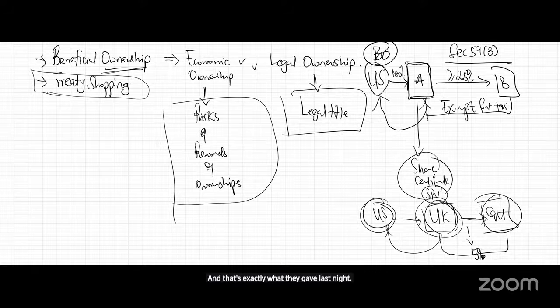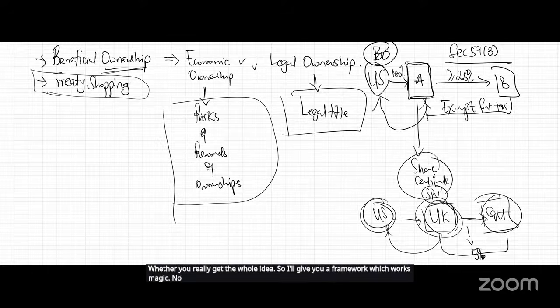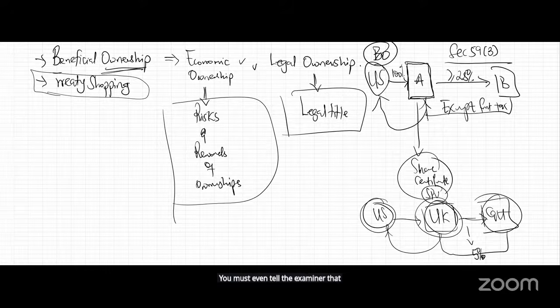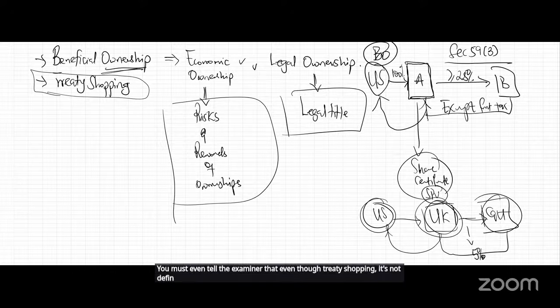All right. Let me see. I just want to show you something, whether you really get the whole idea. So I'll give you a framework which works magic, no matter the kind of passive income question that you've gotten. But you can't do passive income without talking about treaty shopping and beneficial ownership. And you must even tell the examiner that even though treaty shopping is not defined in the tax treaty, you want to talk about it. There are marks allocated to it every time. That's how these things work.